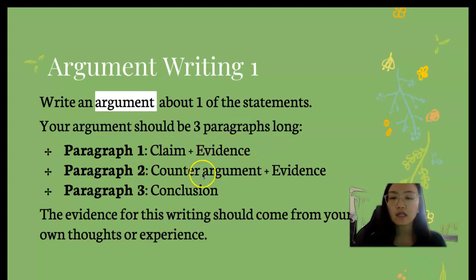The second paragraph is the counter argument. What do other people on the other side think? Why are they wrong, right? Remember, you're trying to talk about why those other people's opinions are incorrect. Give us evidence or reasons for why they're wrong. And then the last paragraph is the conclusion paragraph, where you wrap things up, you restate your opinion, you restate some of your evidence, you summarize everything, and you bring it to conclusion.